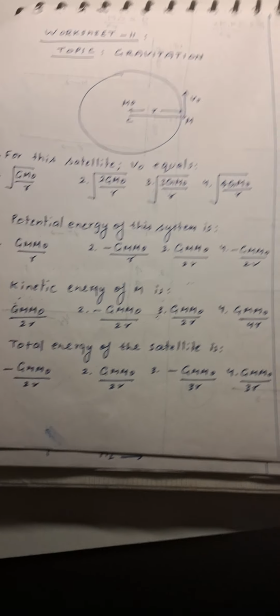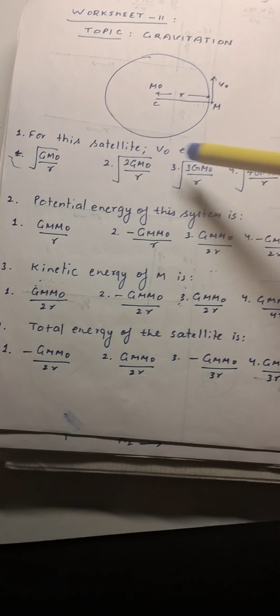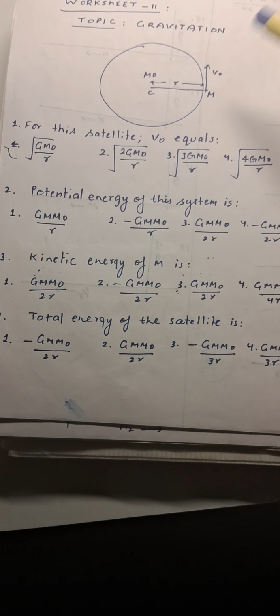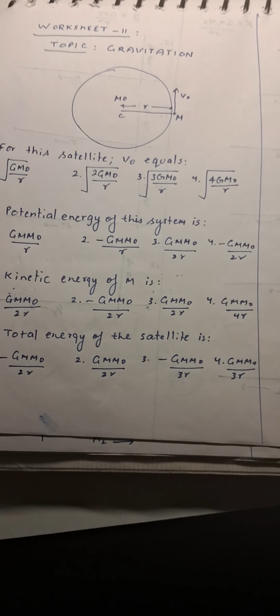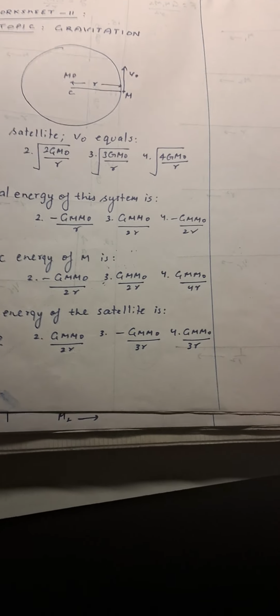Here is a planet and a satellite is launched with a speed v0. For this satellite we need to find v0, then the potential energy of the system, then the kinetic energy of the system, then the total energy of the system. It's a level 2 based question. You need to involve certain factual information, plus the basic concepts and basic terms for that. So you can solve this out.